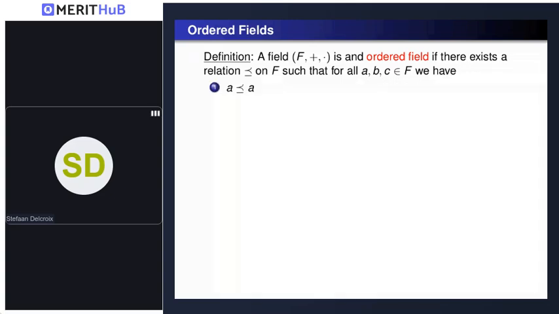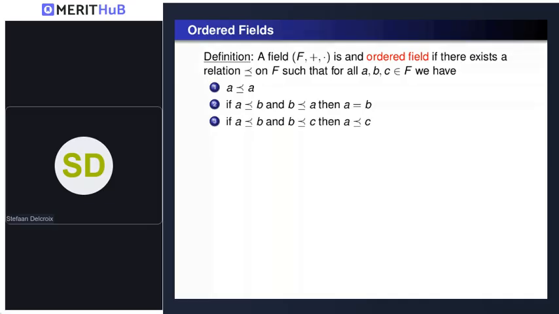Okay, so first of all, every element should be related to itself. This is called reflexive. If A is related to B and B is related to A, then A is equal to B. Third, if A is less than or equal to B and B is less than or equal to C, then A is less than or equal to C. Does anybody know the name of that property?